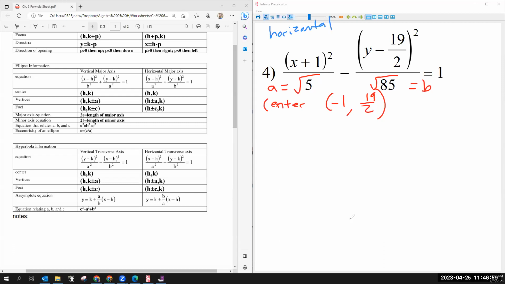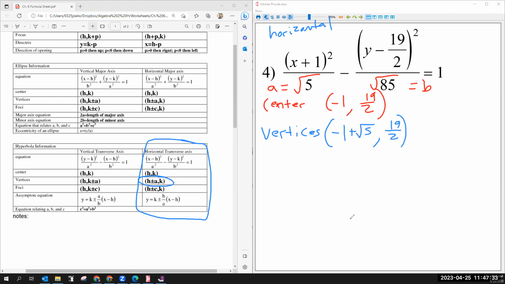Okay, we know it's horizontal because the X comes first. So we're over here. Also, this is our first example we've seen where the A is smaller than the B. So we're plugging into vertices. So we have our H, which is -1. And we're going to add what to that? Yeah, square root of 5, which is our A, comma, K, which is 19/2.